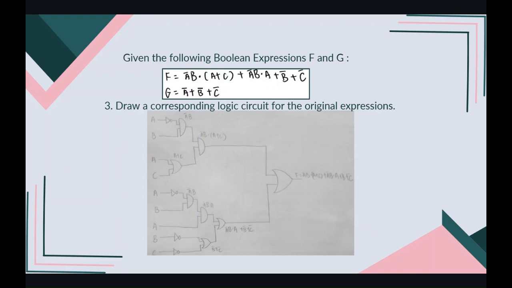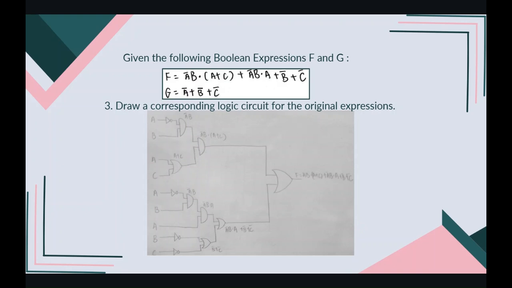Last question, we will draw a logic circuit based on the original expression. Let's identify the gates we need and the inputs, and separate the expression into a few parts. To make it easier, I separate complement A and B as part 1, A or C as part 2, complement A and B and A as part 3, complement B and complement C as part 4.